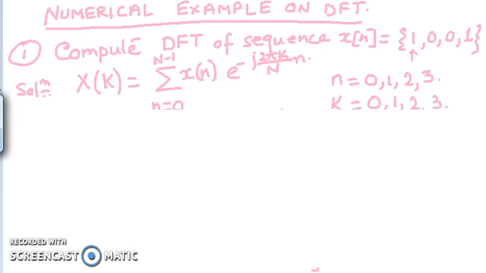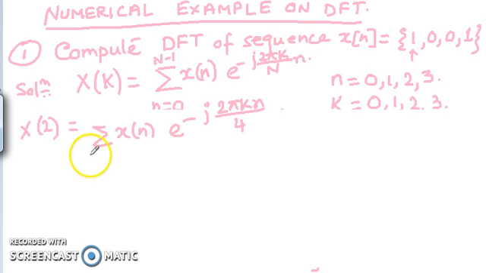So what will be X2? X2 will be the summation of x(n) e to the power minus j 2 pi k n by capital N, where N is 4, and n is ranging from 0 to 3. Here the value of k will be equal to 2 and n will be 0 for the first term, 1 for the second term, then 2 and 3. We will only get the first and fourth terms.